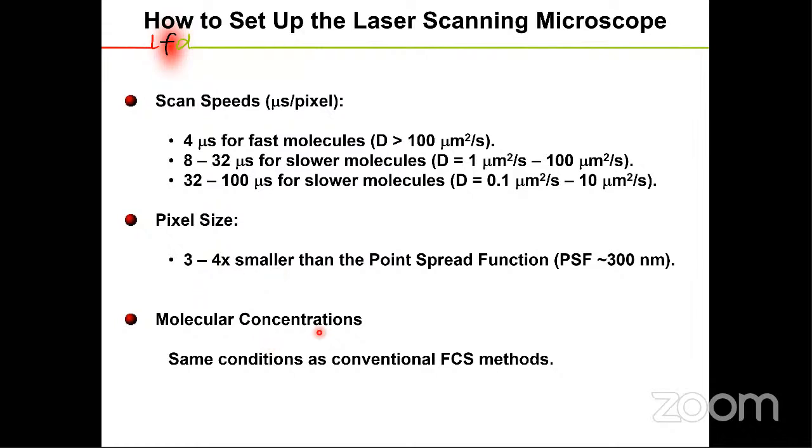Molecular concentrations: we have the same limitations as conventional FCS methods, meaning that in general, those methods work better if you have lower concentrations. The argument is that if you have 10 molecules on average in your observation volume, one moves in, one moves out, you have 10% fluctuation of your signal. If you have 100 molecules, one moves in, one moves out, you have only 1% modulation of your signal. So this is kind of the hand-waving argument.